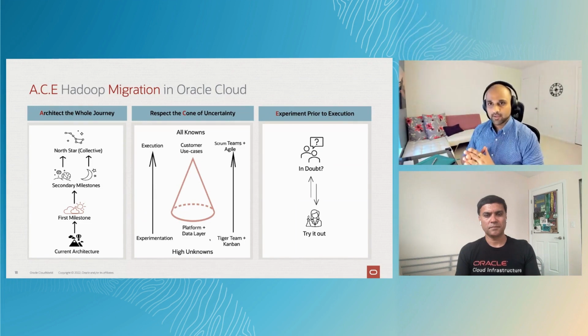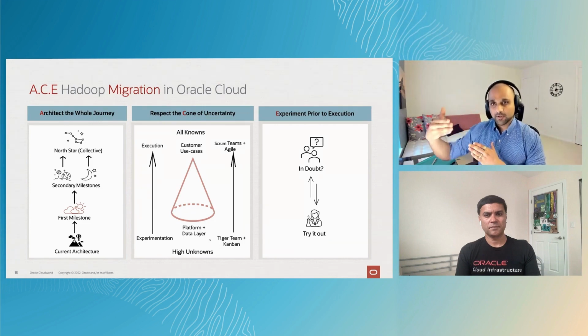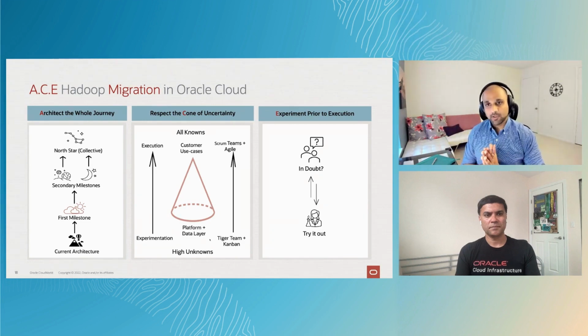Start with your current architecture. Have your first milestone architecture, secondary milestones, and don't be so particular about what your North Star is. Be flexible in terms of what it needs to be. Chart out your whole journey, not just from execution, but from an architecture standpoint too. And be flexible. Let's see where it goes. Architect the first milestone though, really clearly when you're migrating, and make it very close to what you currently have.